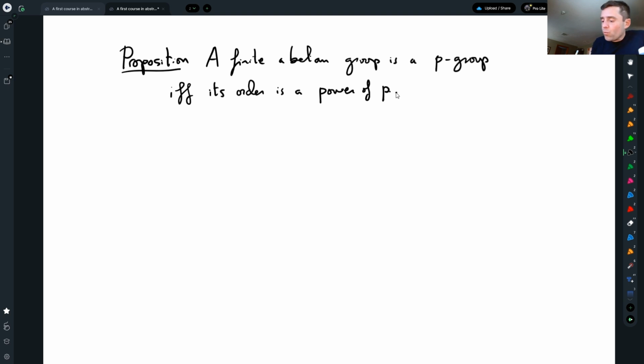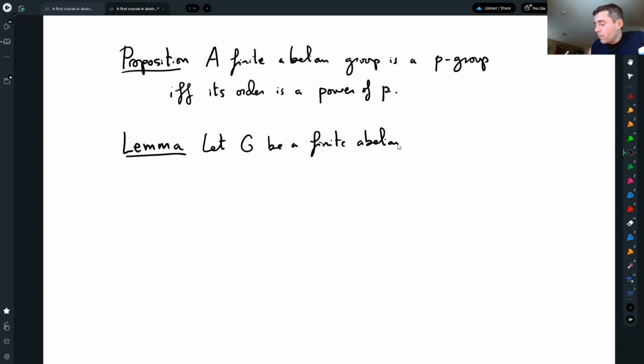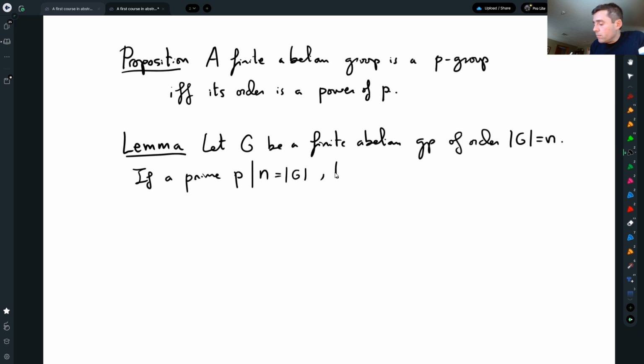What we are going to need is actually the following lemma, which is a precursor to what we will call Cauchy's theorem. This lemma is actually true for abelian and non-abelian groups, but we're going to prove it today for abelian groups. So let G be a finite abelian group of order n, let's say. Then if a prime P divides n, which is the order of the group, then G contains an element of order P.